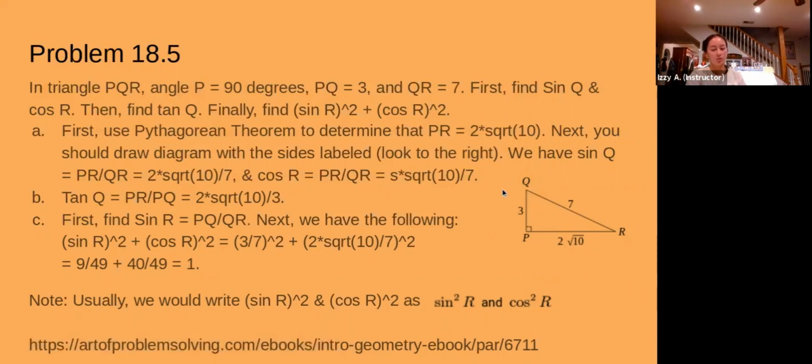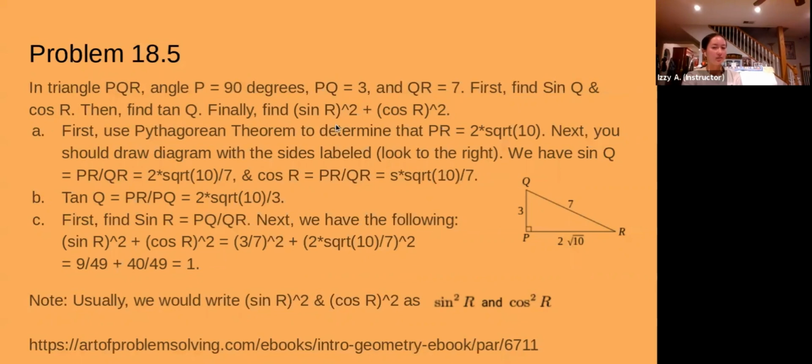So sine of Q is opposite over hypotenuse. That's PR over QR, or 2 square root of 10 over 7. Then cosine of R is adjacent over hypotenuse. So that's PR over QR, or 2 square root of 10 over 7. That was pretty straightforward. Next we have tan of Q, that's going to be opposite over adjacent, sorry. So that would be PR over PQ, and that would be 2 times square root of 10 over 3.